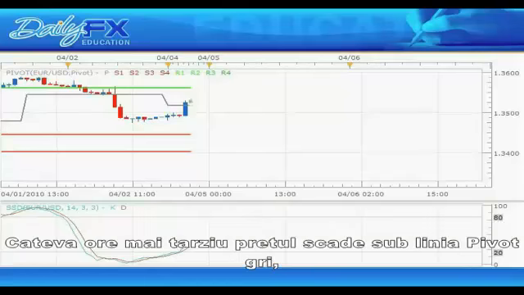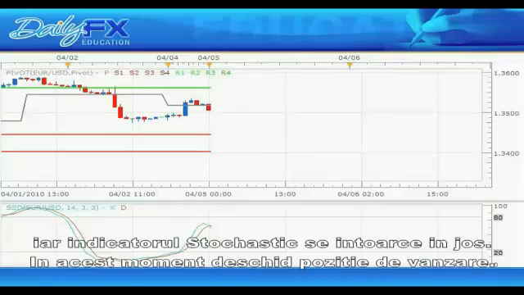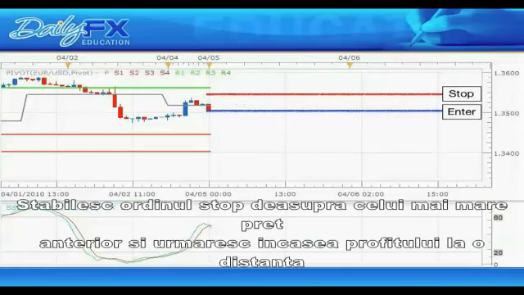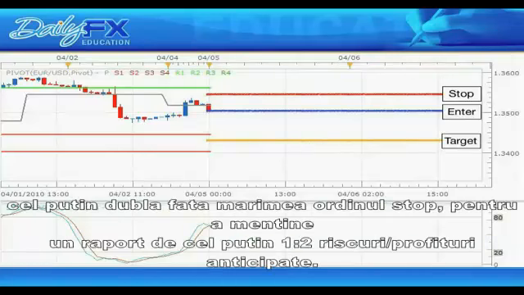A few hours later, prices do return below the gray pivot line and my stochastic crosses down, so I enter this trade short. I place a stop above the recent swing high and look to take profit at least twice the distance of my stop so as to maintain at least a 1-to-2 risk to reward ratio.